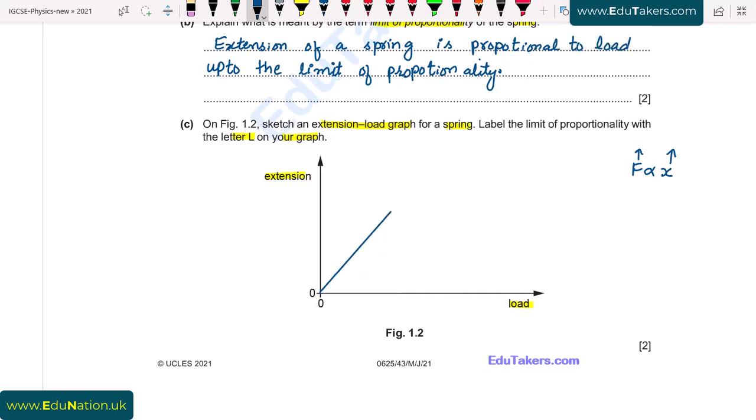This line shows that the load is directly proportional to extension. When I increase the load, extension also increases. When I decrease the load, extension also decreases. And this region is basically the limit of proportionality. After the limit of proportionality, this line is not straight but curved, which shows that the gradient increases. So it will be just like this.